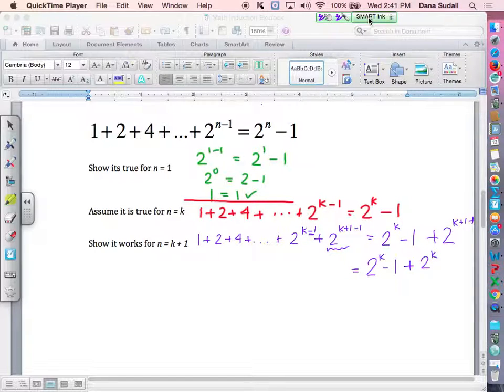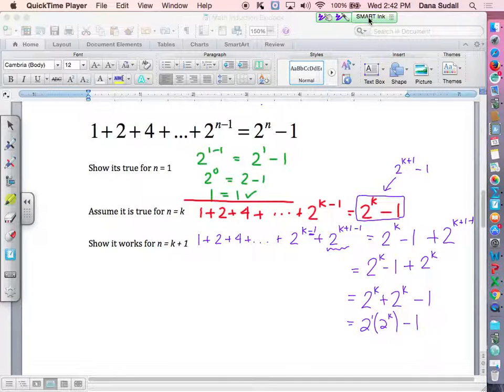I'm going to somehow put this together so it looks like what the next term would be. So for this term right here, where we plugged in n was equal to k, the next term would be 2 to the, instead of k, it would be k plus 1 minus a 1. So that's what we want to end up with. Well, if you put these 2 to the k's together, I have 2 of those 2 to the k's.